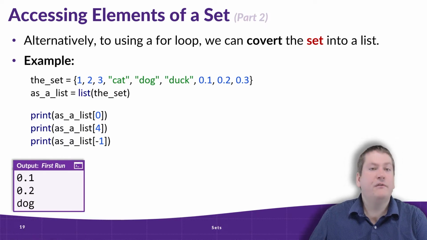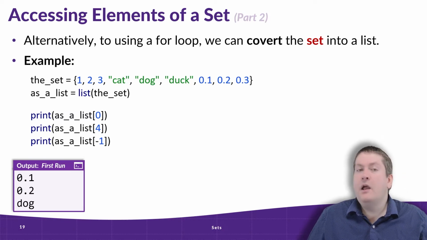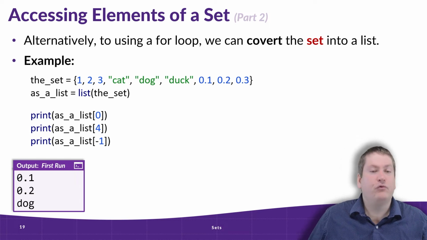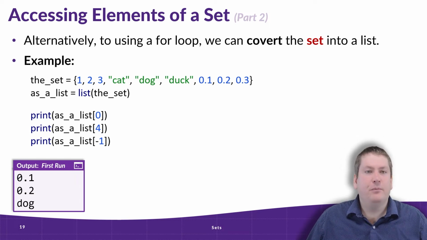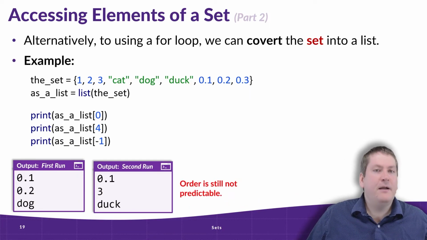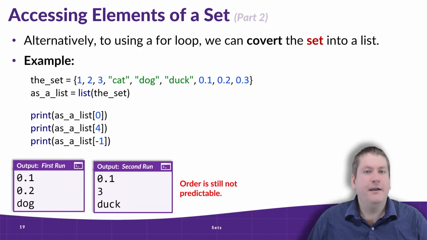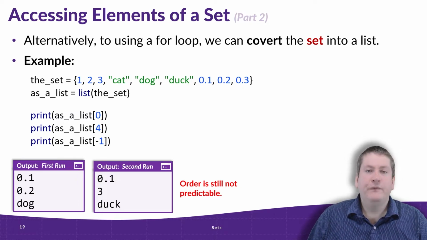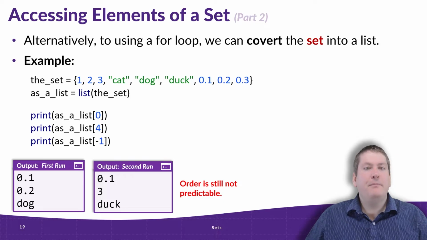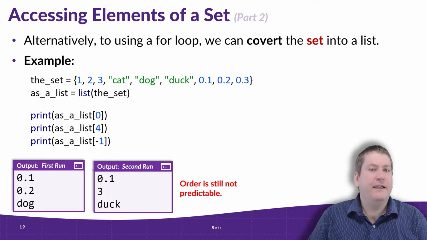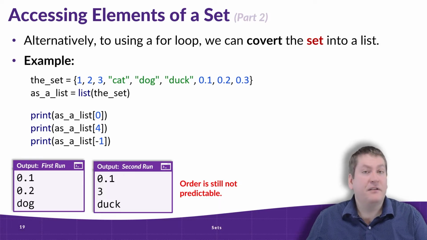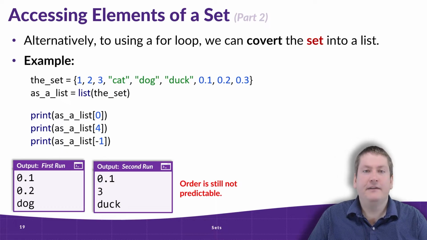But again, converting a set to a list doesn't have a predictable result. It will convert it just fine, but the order of those elements will be different each run. So in this run, we got 0.1, 0.2, and dog for the elements at 0, 4, and -1. But the second time we ran this, I got 0.1, 3, and duck. So it's converting it fine, but remember that there isn't going to be a predictable ordering in that list, but at least after it's a list, the order will be consistent.